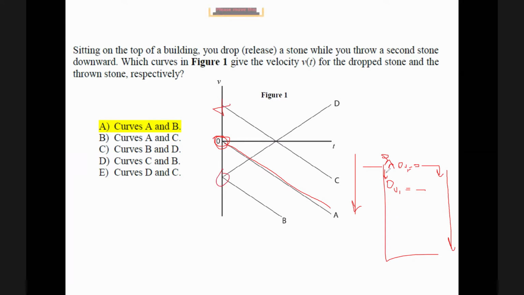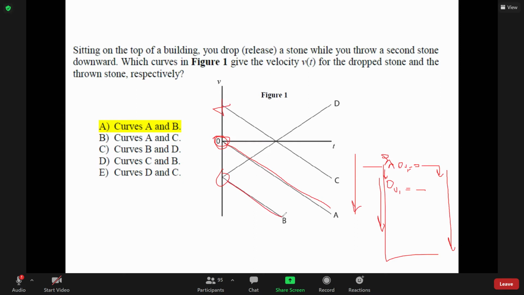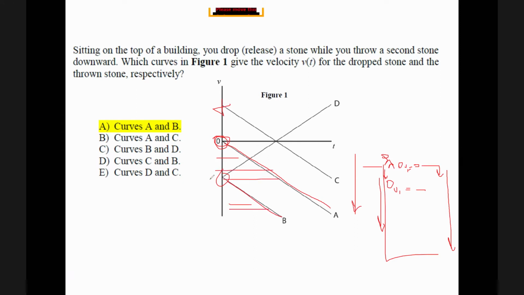And after you throw it with negative velocity, what will happen to it? Also, gravity is pulling it down. So the velocity will keep increasing in the negative. Increasing in the negative means negative velocity increasing with time. So what should be the answer representing the two stones? The dropped one and the thrown one vertically downward. It's answer A, curve A and B.